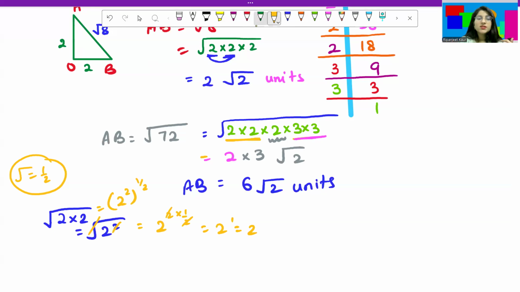So in all the scenarios, the answer is going to be the same. The main thing is, instead of going with the long process, from whatever numbers we just got, if it is making up a pair, just take out one. And whatever is single just stays inside the root. That will give us our final answer in radicals, that is, under the root.